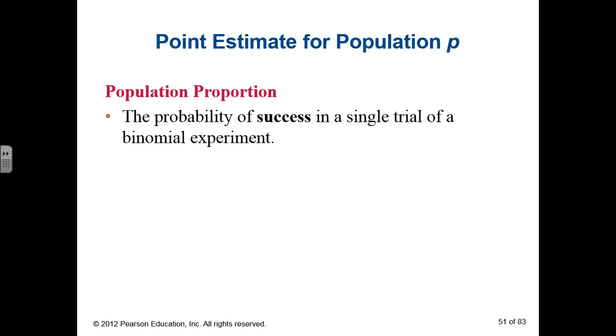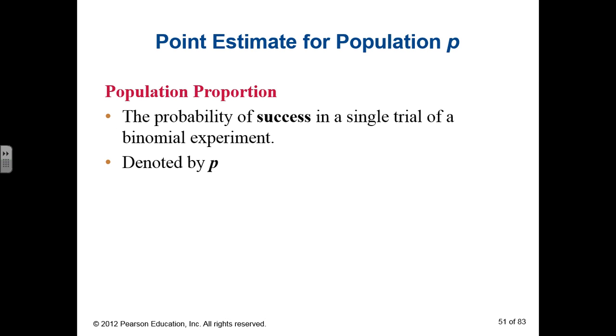First off, we need to look at the population proportion. That's the probability of a success in a single trial of a binomial experiment. So our population proportions will be looking at things that meet the binomial criteria, which means there'll be only two possible outcomes, yes or no, success or failure.